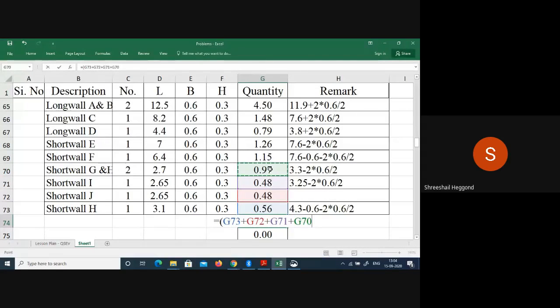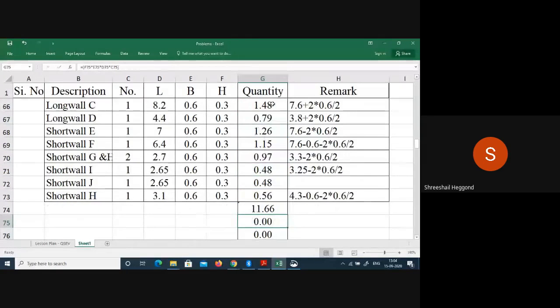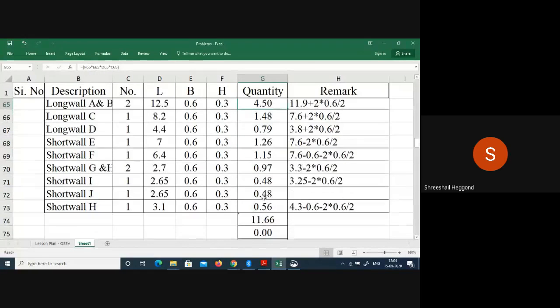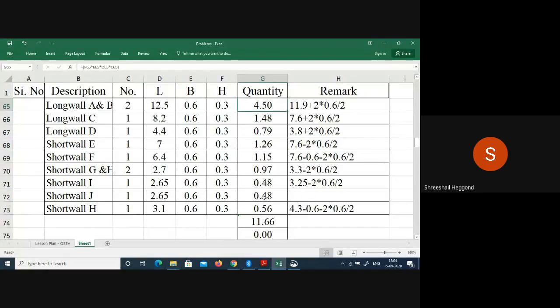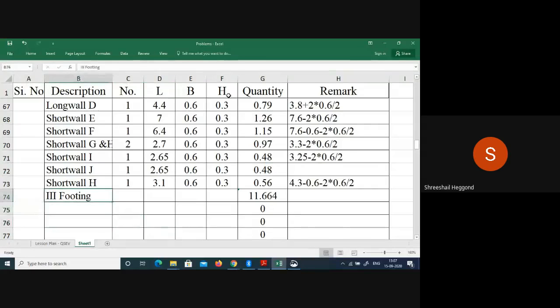Calculate total, whether you are getting same as your previous or not, verify. That's 11.66. You are getting the same answer. Hope you all are getting the same answer. That's why nobody is saying anything. Third footing.